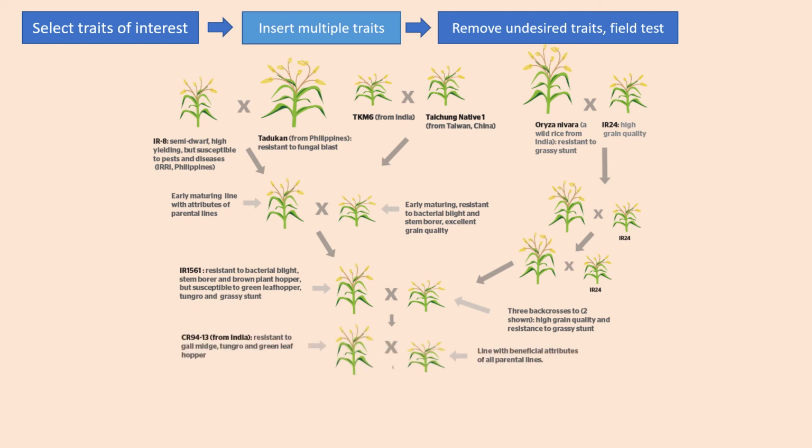So after several of these crosses and then followed by selection, which eliminates the undesired traits, we end up with the IR36 line that is semi-dwarf, which means it can bear heavier loads without breaking, early maturing with high grain quality and multiple disease and insect resistances.